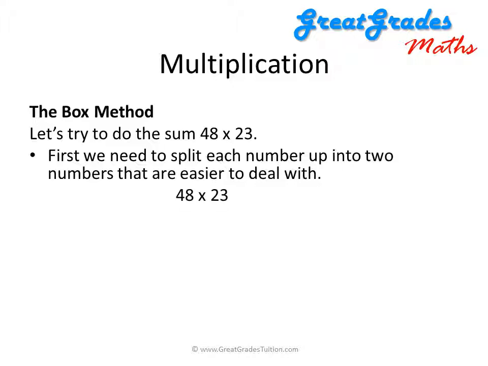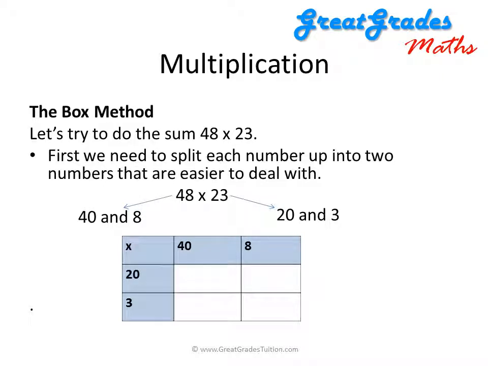So for instance, 48 times 23, we can split up the 48 into 40 and 8. I can split up the 23 into 20 and 3. So drawing a box out and putting the numbers in, we set out the sum like this. And then all we have to do is times the numbers together.